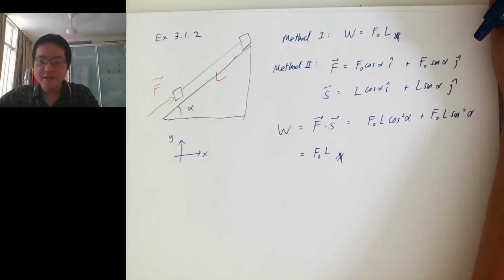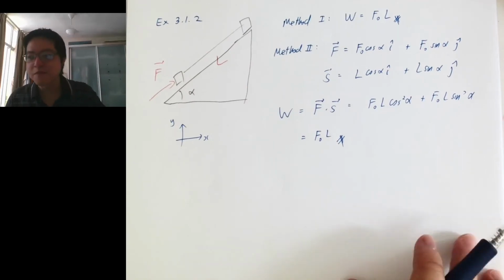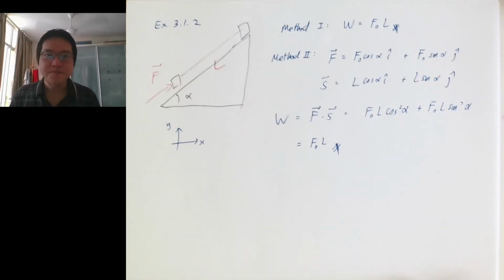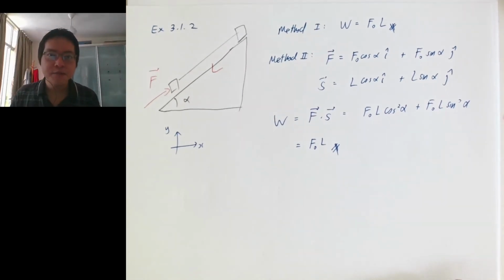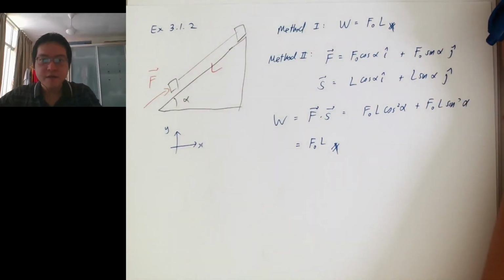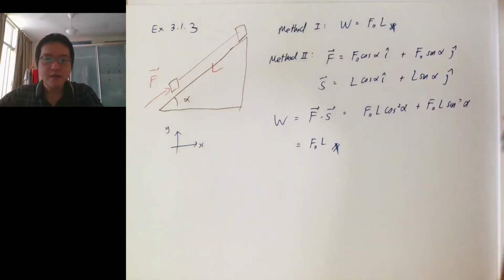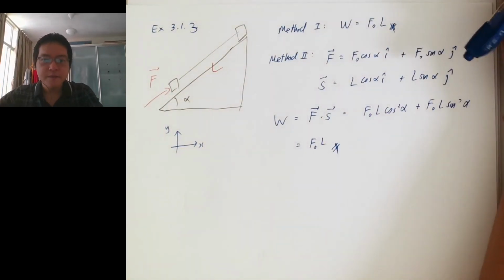Okay, thanks everyone for contributing to the discussion. This is good, right? So 3.1.2 done, and what's next? No, this is 3.1.3. 3.1.3 is the one that we just did. Then let's now talk about the next problem.